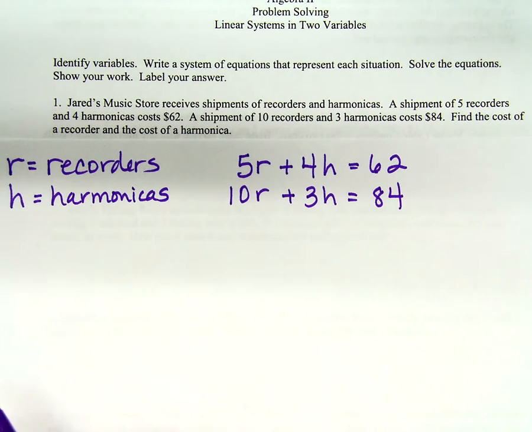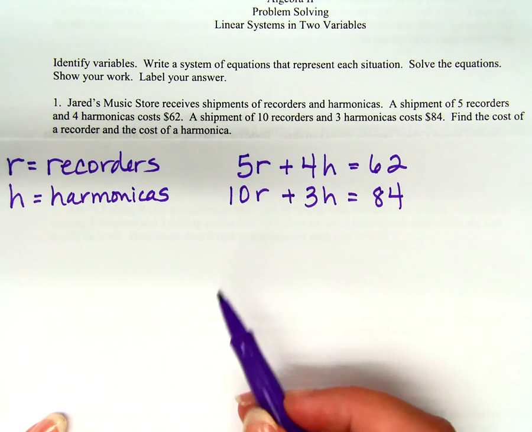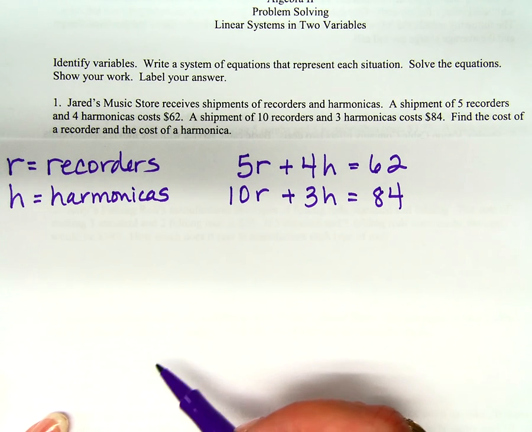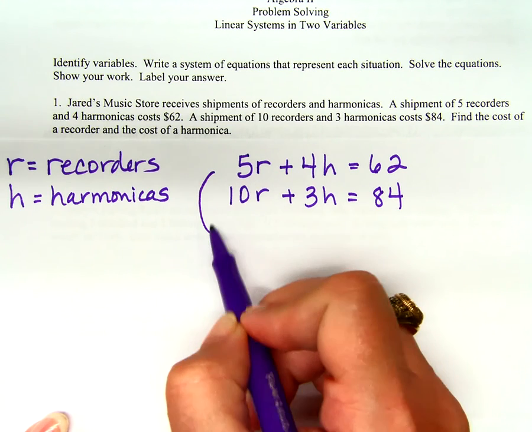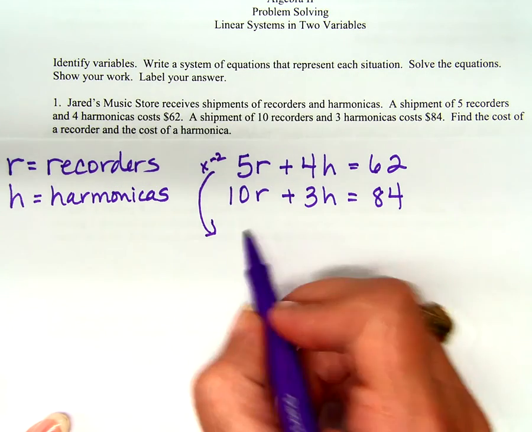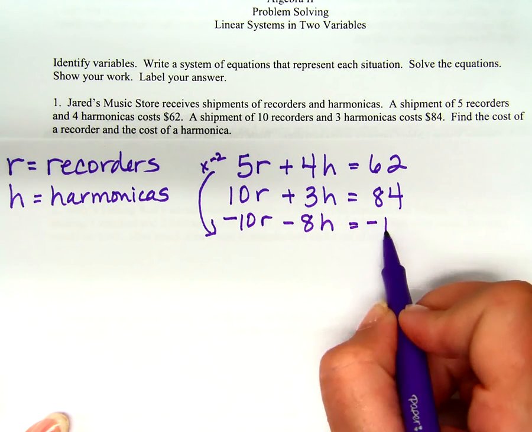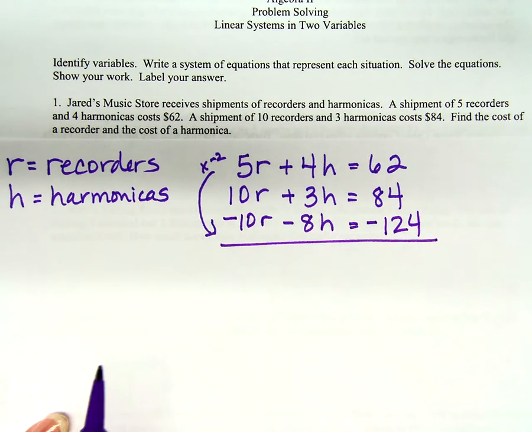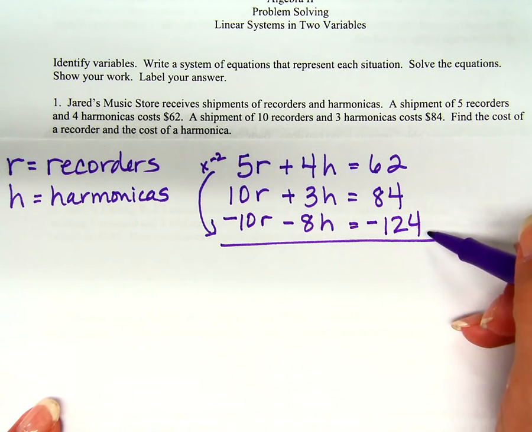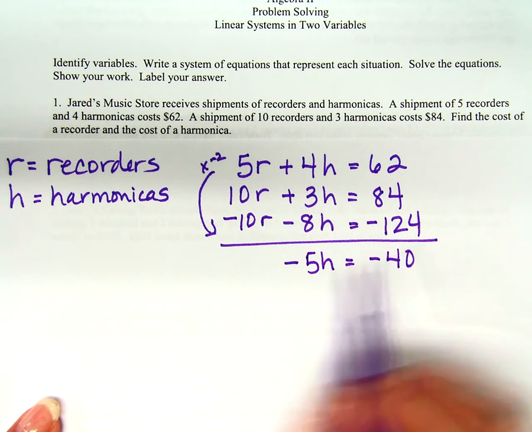Now we need to solve this system. How do you want to solve this system? So use the calculator if you want. Use elimination if you want. Maybe a little faster, just depending on how long it takes you to enter stuff in the calculator, right? If we want to use elimination, I'm going to go ahead and multiply that top one by -2 and write it underneath. Are you okay with that? So negative 10R minus 8H equals negative 124. Now I'm just combining these bottom 2 equations. Negative 5H equals negative 40.